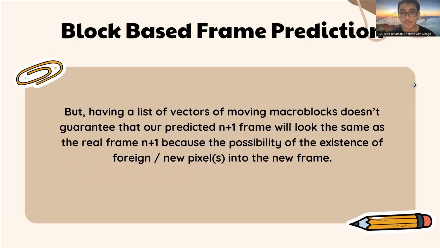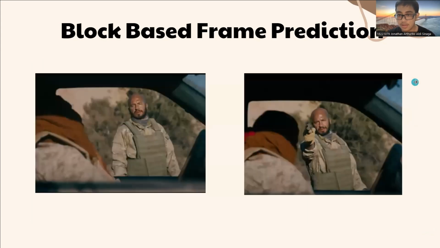But having a list of vectors of moving macroblocks doesn't guarantee that our predicted n+1 frame will look the same as the real frame n+1, because of the possibility of foreign or new pixels in the new frame. As you can see here, there is some kind of foreign thing, where you can see a pistol in this image and not in this one.